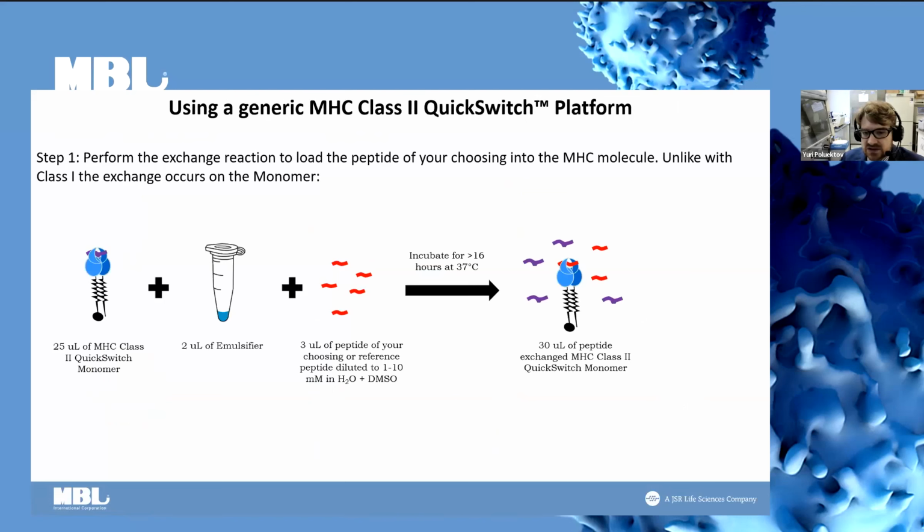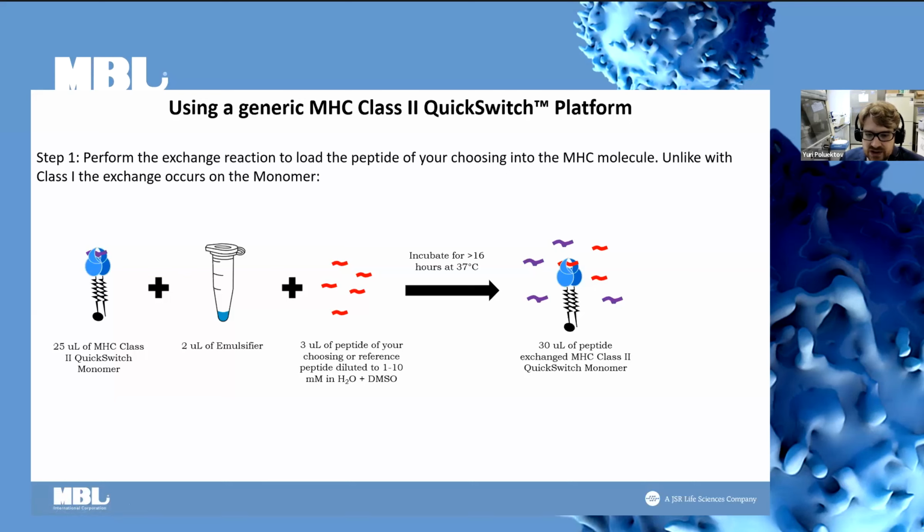In order to make the MHC Class 2 tetramer with the peptide of your choosing, you have to mix together 25 microliters of MHC Class 2 monomer with 2 microliters of emulsifier and 3 microliters of peptide of your choice, diluted to 1 to 10 millimolar in water and DMSO. The range here is a little bit different because, for Class 2 molecules, they're a little bit longer and they tend to be a little bit more hydrophobic than Class 1 molecules. So we kind of leave this up to the people using the kit. You guys will probably know your peptides better than we do.